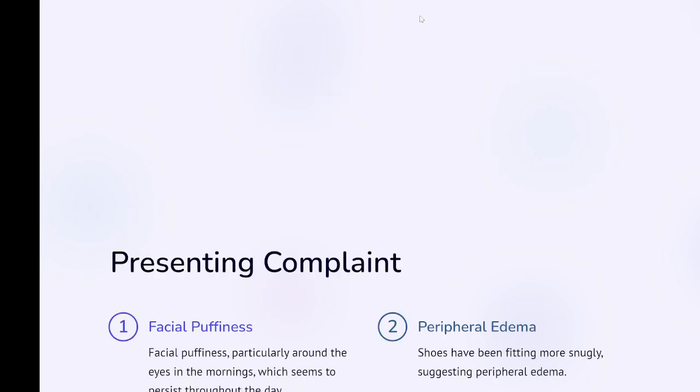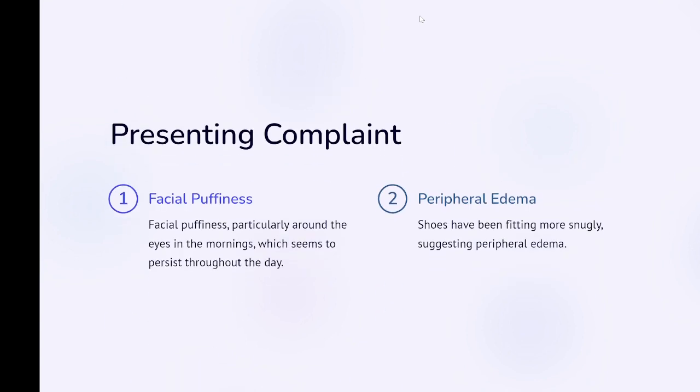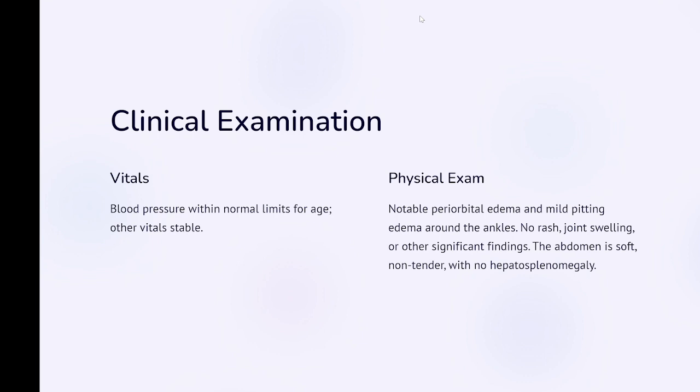Clinical examination. Vitals: blood pressure within normal limits for age, other vitals stable. Physical exam: notable periorbital edema and mild pitting edema around the ankles. No rash, joint swelling, or other significant findings. The abdomen is soft, non-tender, with no hepatosplenomegaly.